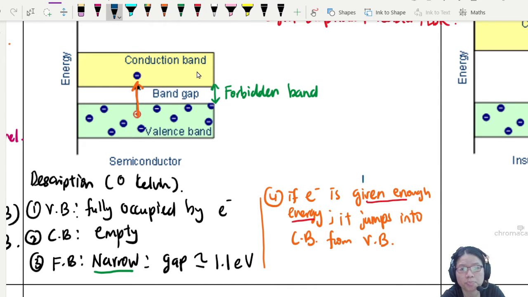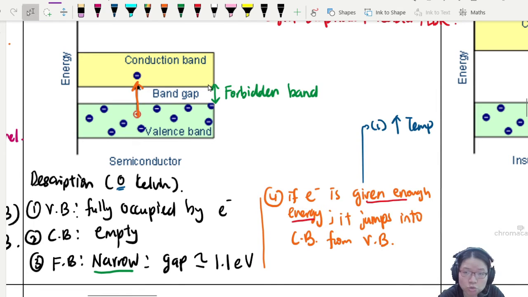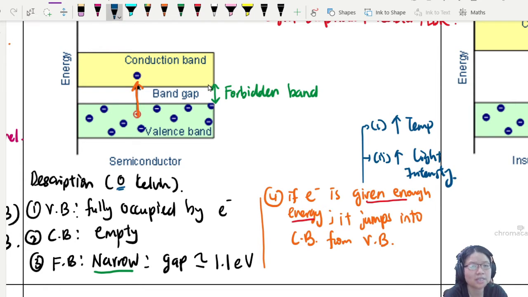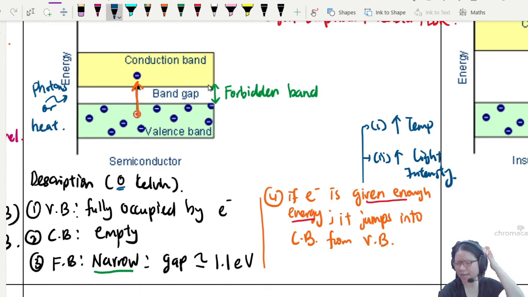Option 1, I can increase temperature. That's why I put this at 0 Kelvin. So once I increase temperature, the electron will jump. Option 2, I can increase light intensity by giving our little electron some photons. So I can send photons over or heat. Electrons are like, you know what, dude? As long as you give me enough energy, I'm very willing to jump. You could either increase the temperature or shine some light.